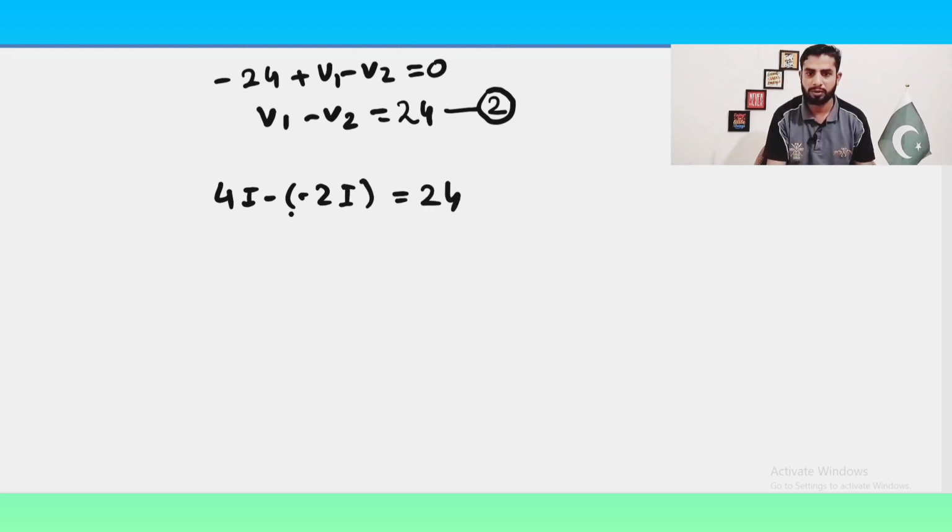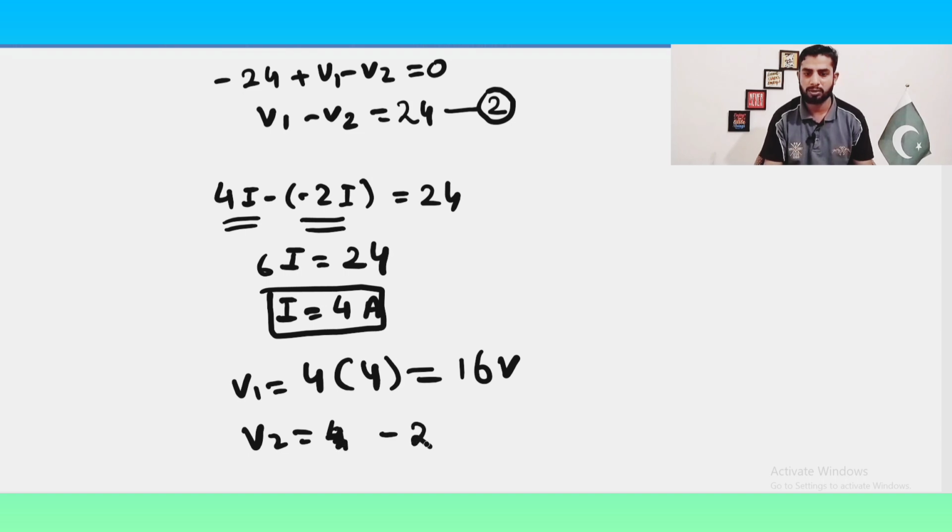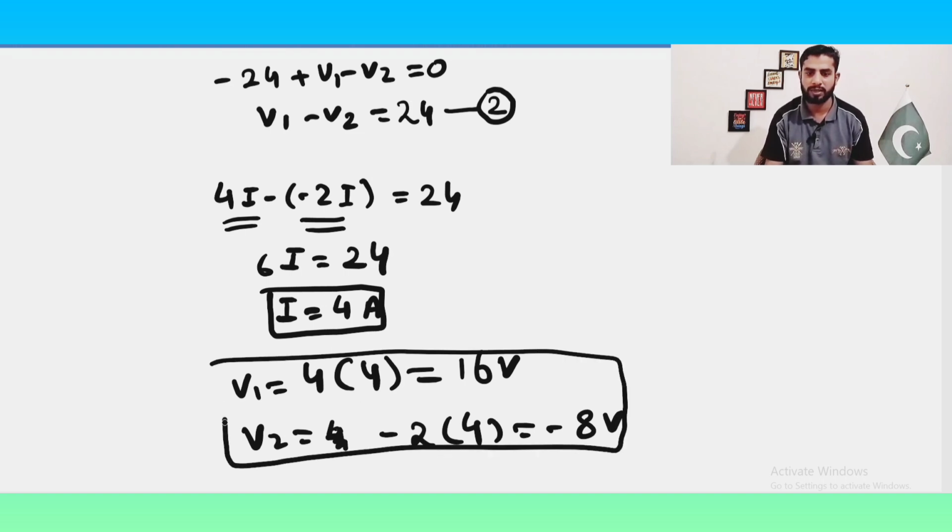So 4I minus minus 2I, which is plus, 4I plus 2I is equal to 6I is equal to 24, and I is equal to 24 by 6, or 4 ampere. This is my current value. Based upon the V1 and V2 equations, V1 will be equal to 4 into I, that is 4 ampere, which equals 16 volts. And V2 is equal to minus 2I, minus 2 into 4 ampere, which equals minus 8 volts. So these are the final values of V1 and V2.